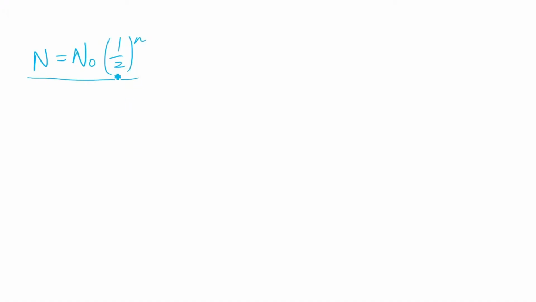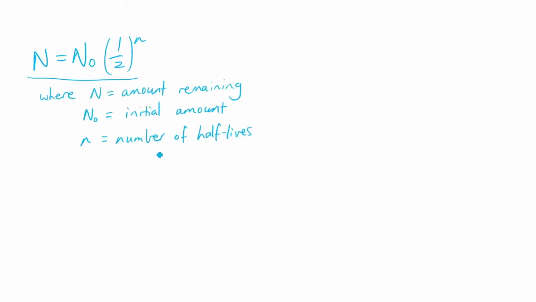N equals n0 times by half to the n. Now obviously there's a lot of n's in there, so here's what they all mean. The first n is the amount remaining. The n0 is the initial amount of that radioactive substance. And the last n, the small one, is the number of half-lives. Now in Physics 1.2, this number will always be a whole number, so 0, 1, 2, 3, etc.